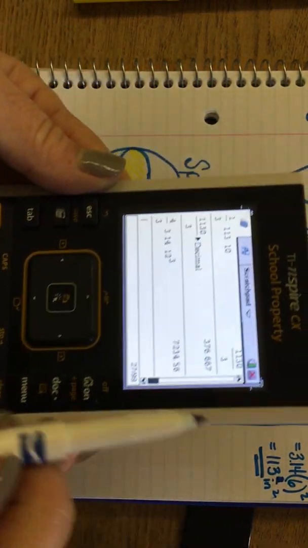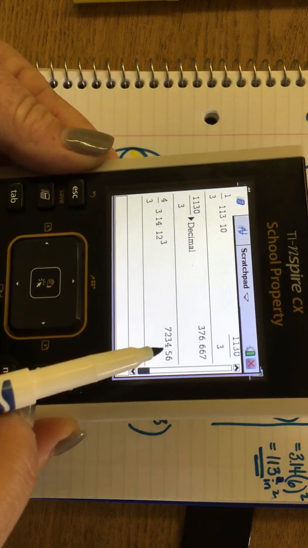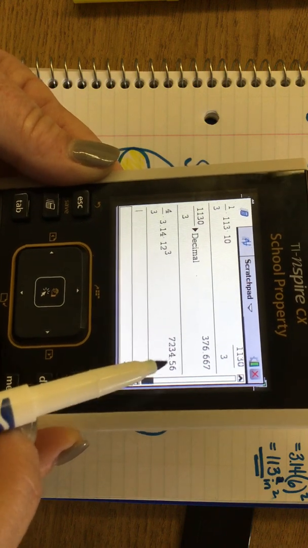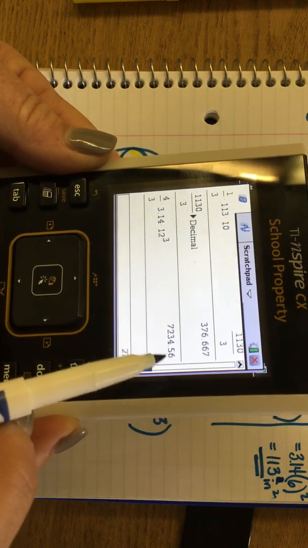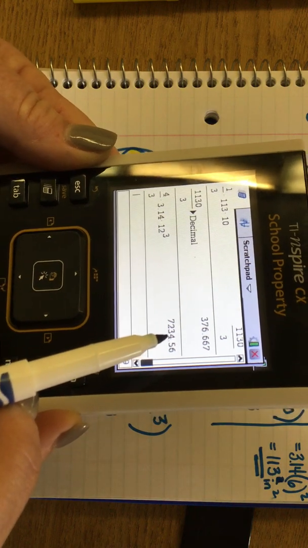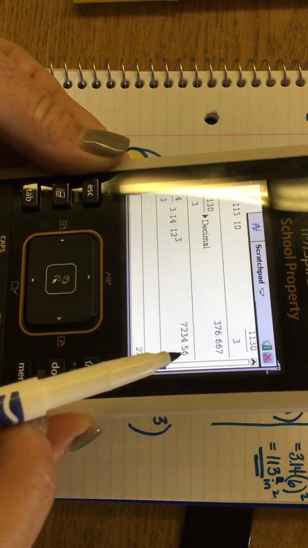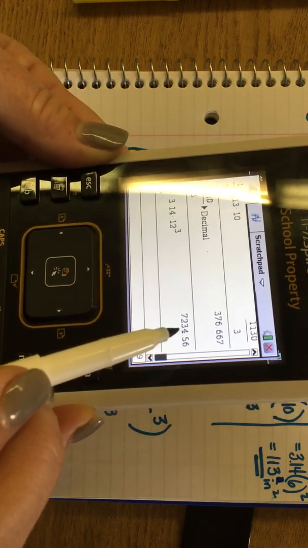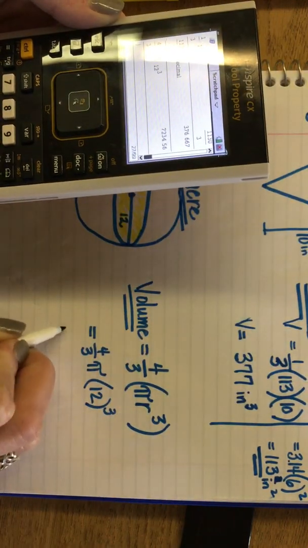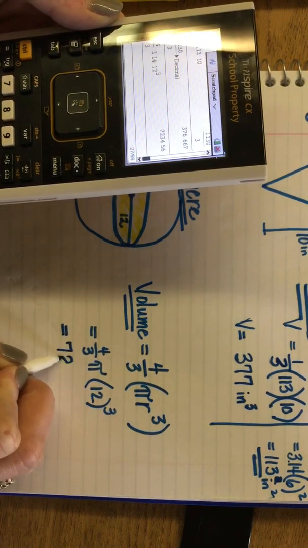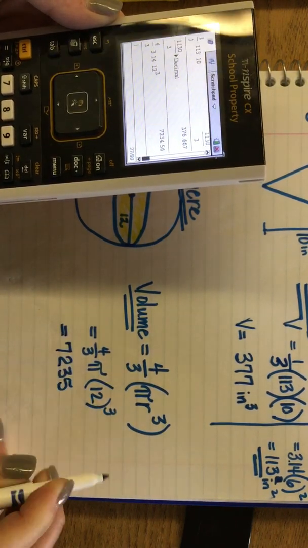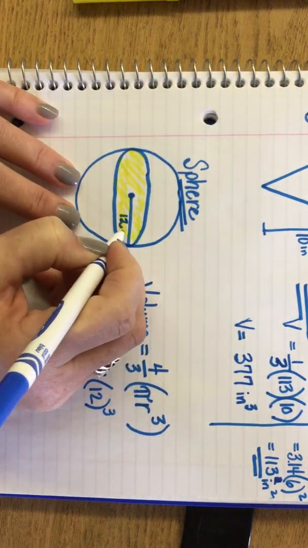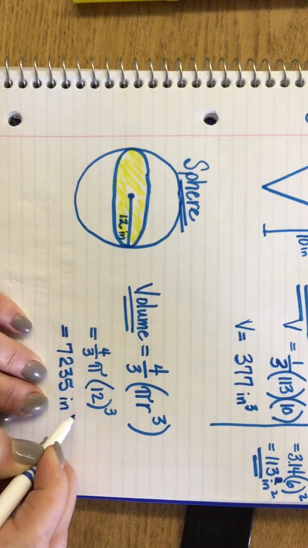So my answer, and if you'll notice, I have a decimal here. If the digit is 5 or greater, I can round up the place value directly to the left. So if I'm going to the 1's place value, the 5 will make that 4 now a 5. So my answer is 7,235. I didn't specify, so let's just say it was inches, and it's going to be inches cubed.